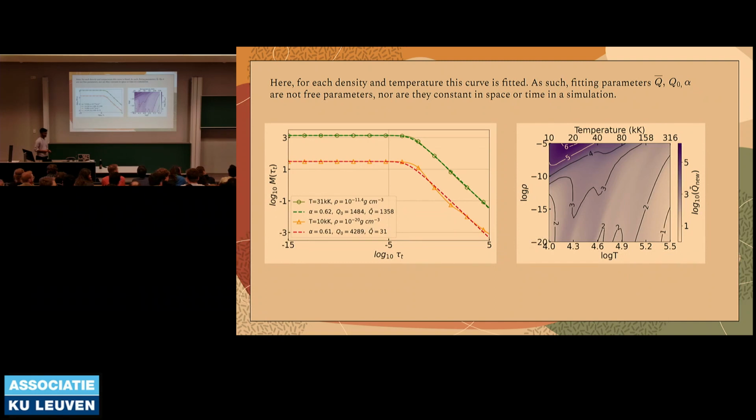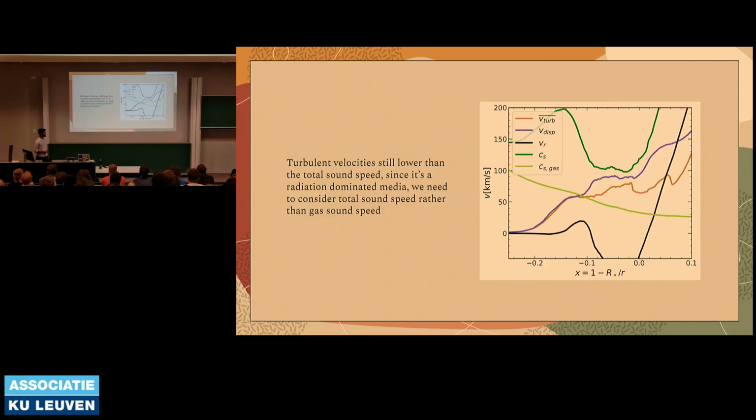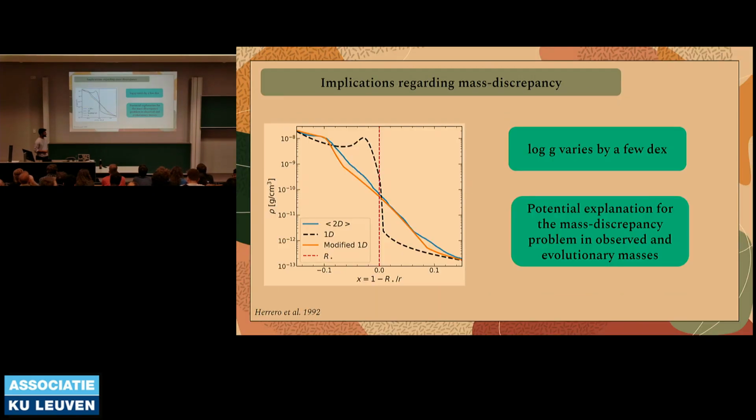I'll have one. Dwaipayan, you mentioned the mass discrepancy. I think I hear about it for the first time. Could you elaborate a little bit on what you mean by that mass discrepancy, and what does it have to do with the surface gravity of the star?